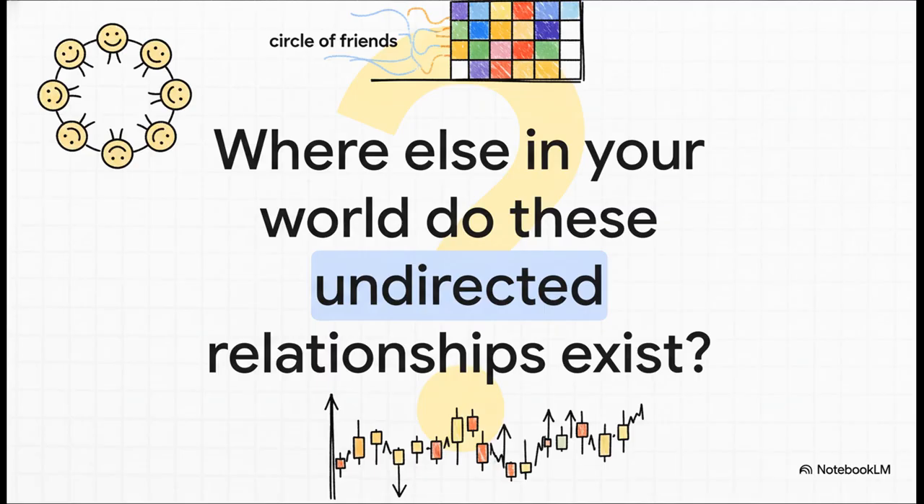So we have gone on a journey today, from a simple puzzle about 4 students to a powerful new way of seeing the world. We've learned that when there's no clear cause and effect, but instead a network of mutual influence, Markov networks are the perfect tool. So I will leave you with a final thought to ponder. Now that you understand this pattern of mutual influence, where else do you see it? In your circle of friends? In the pixels that make up a digital image? Maybe even in the stock market? These undirected relationships, they are everywhere once you know how to look for them.